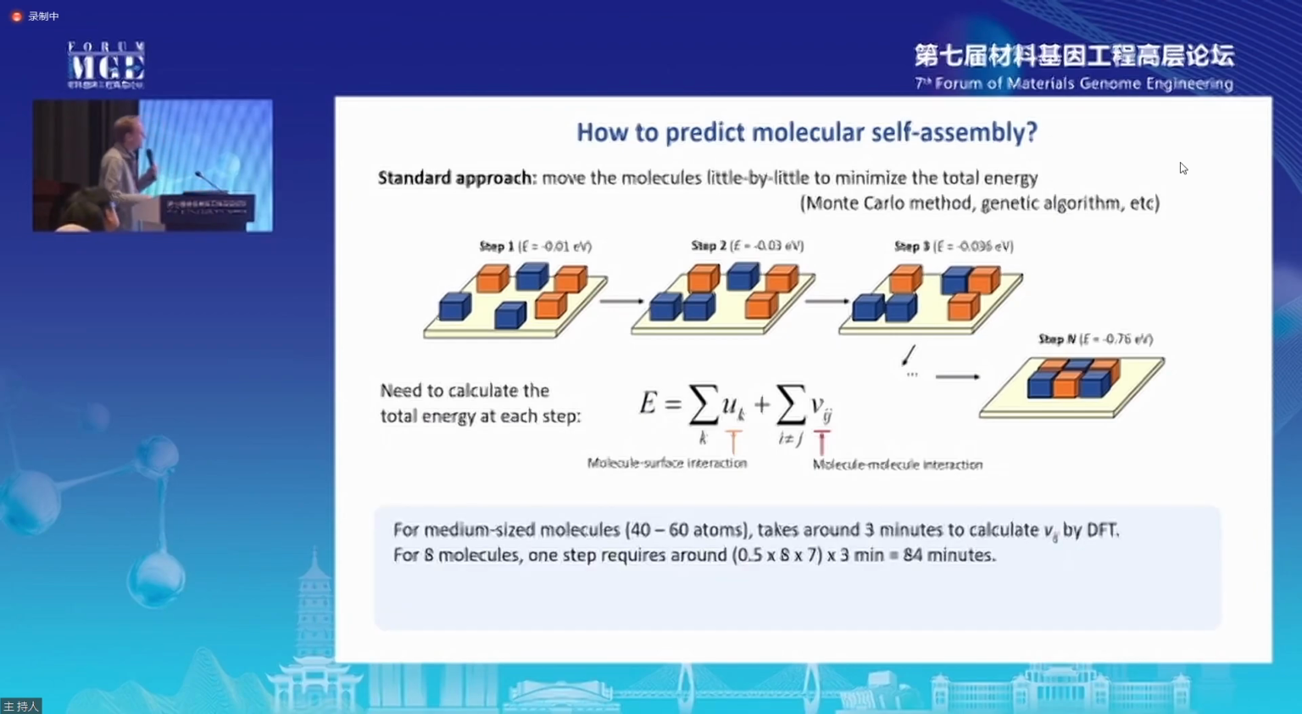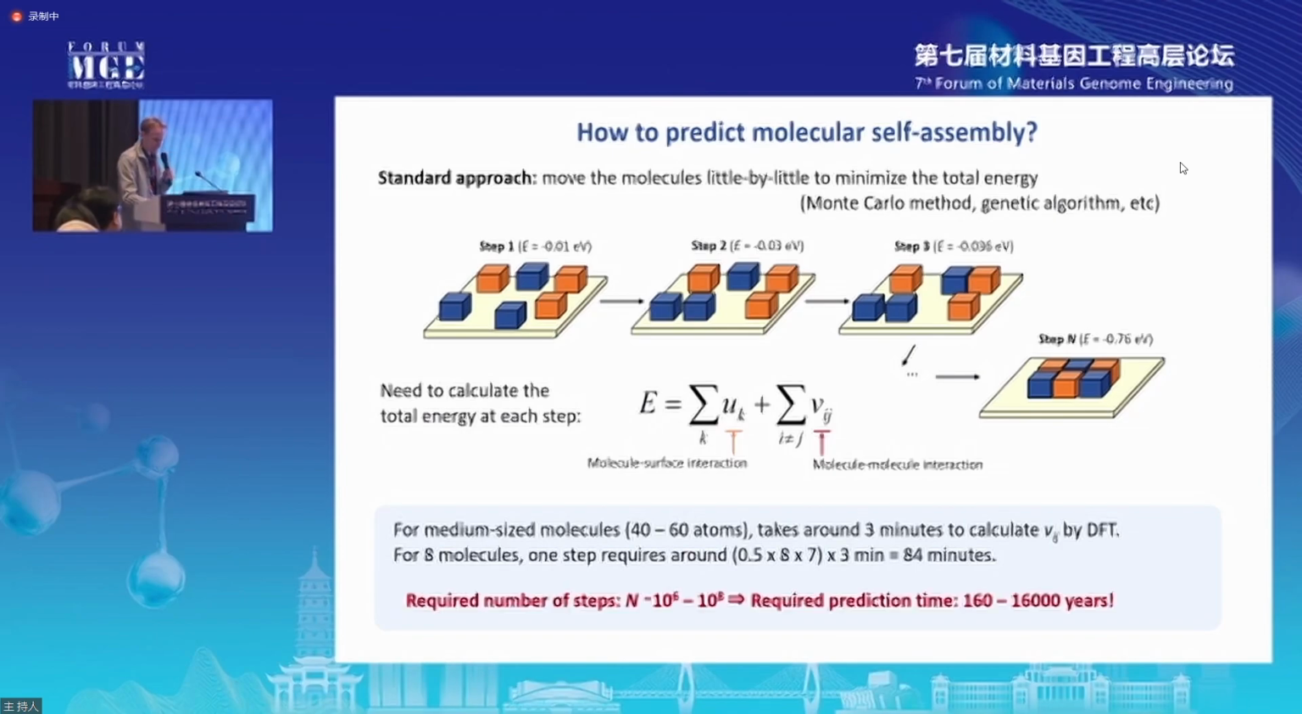What's wrong with this? Well, for a medium-sized molecule, say 40 to 60 atoms, on our cluster it takes about 3 minutes to get these by DFT. If you've got 8 molecules on the surface and you're doing this in sequence, you're looking at about 84 minutes, which is not bad. But look at this. With genetic algorithms or Markov chain Monte Carlo, this N could be in the order of 1 million, 100 million. You're going to get 160 to 16,000 years worth of waiting in order to make this prediction. It's clearly infeasible.